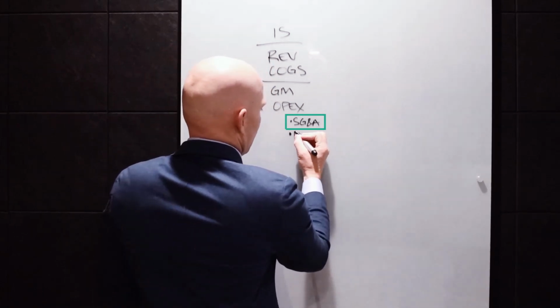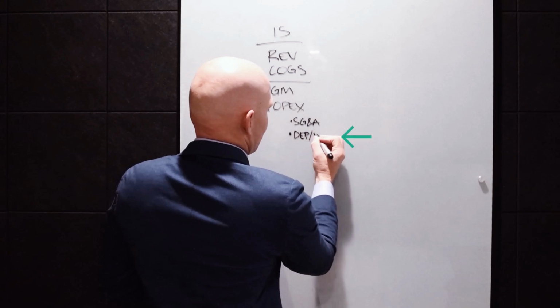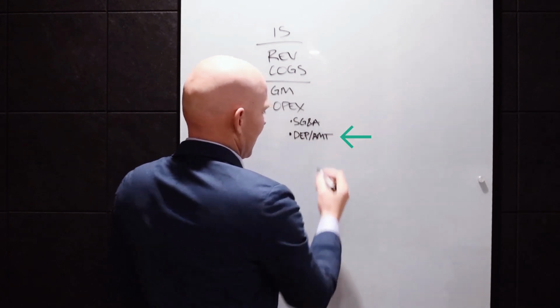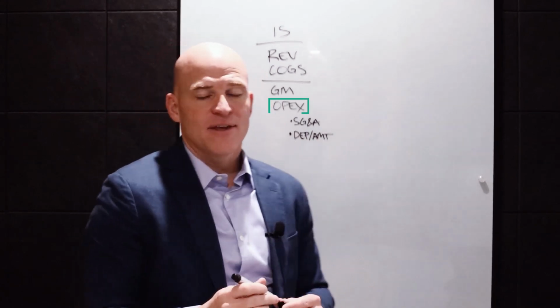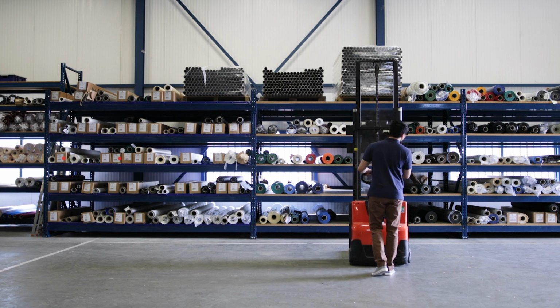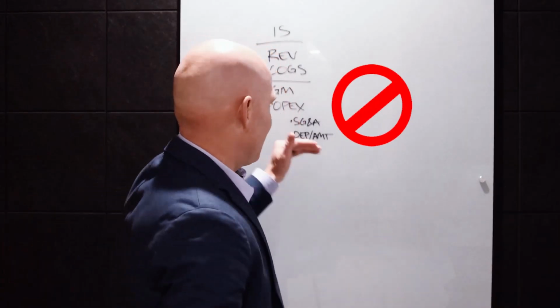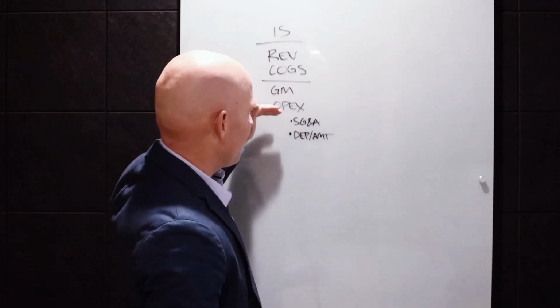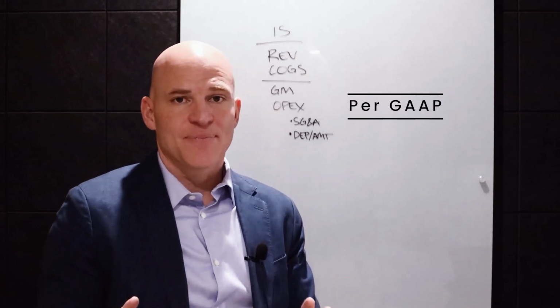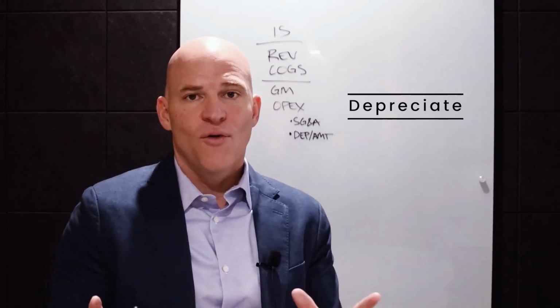Oftentimes, organizations will also break out depreciation and amortization underneath Opex. Remember, if you go buy a piece of equipment or a truck or something for your business, you can't just write it off in a given year. You can't just record the entire expense in Opex according to GAAP. Instead, you have to depreciate it over a useful life.